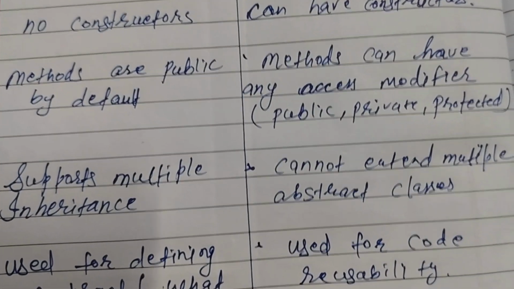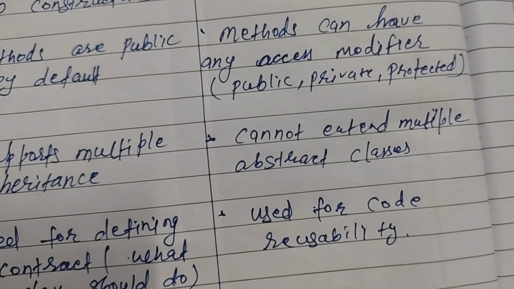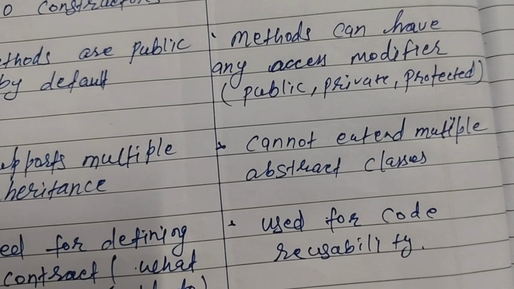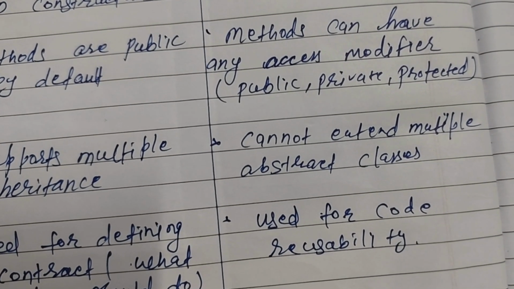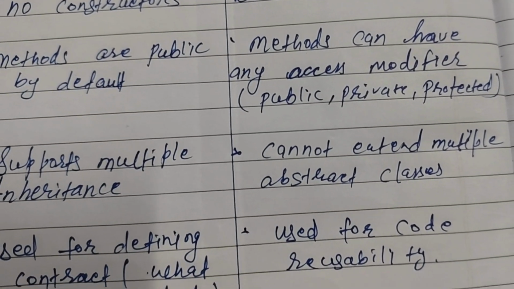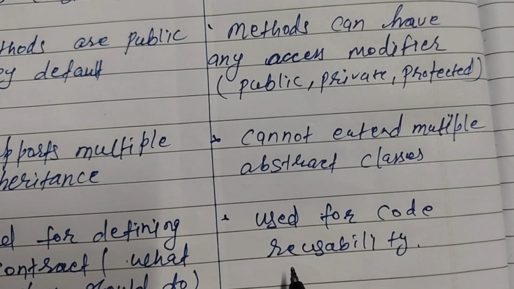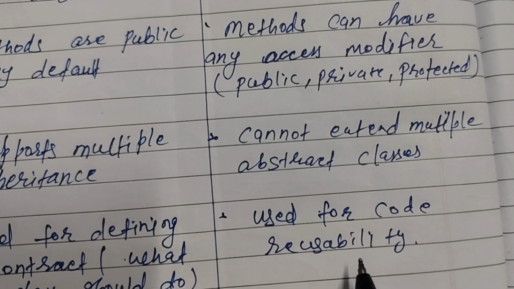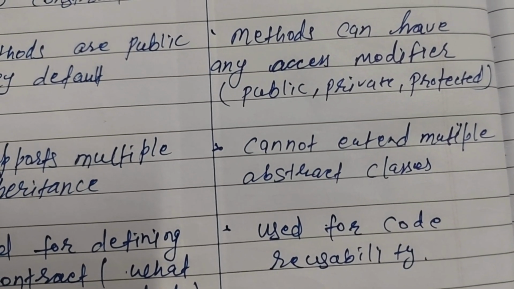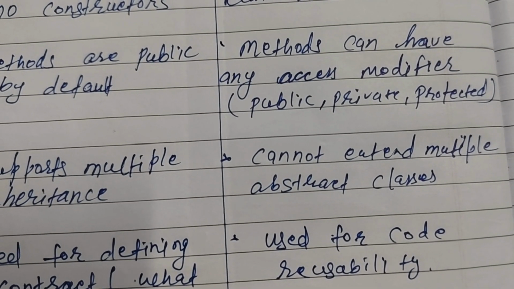And what is the use case? Basically, an interface is used for defining a contract for a class. That means what the class should be able to do, or we can say what the capability of that class should be. And an abstract class is basically used for code reusability, like defining the common code in an abstract class.